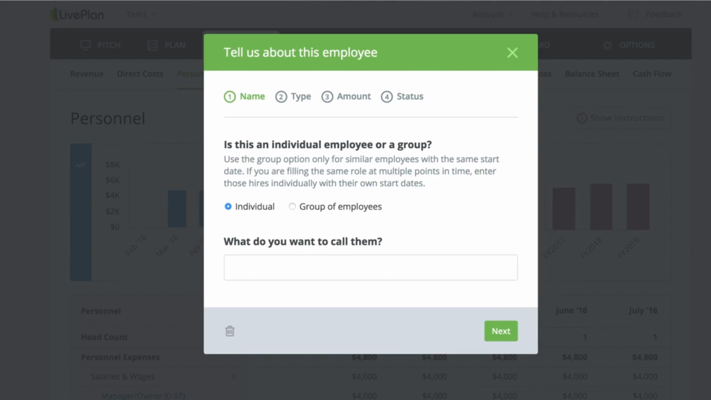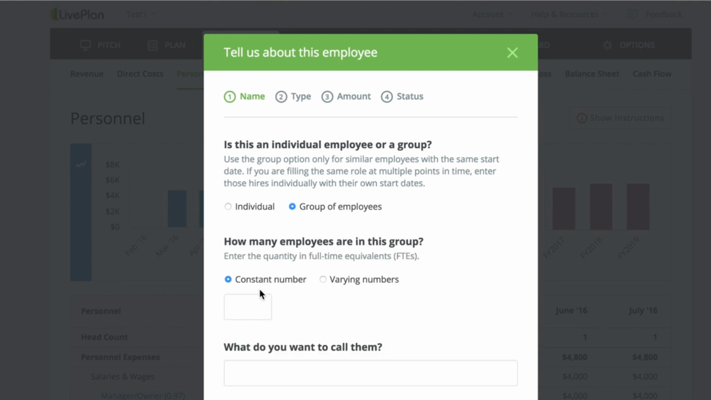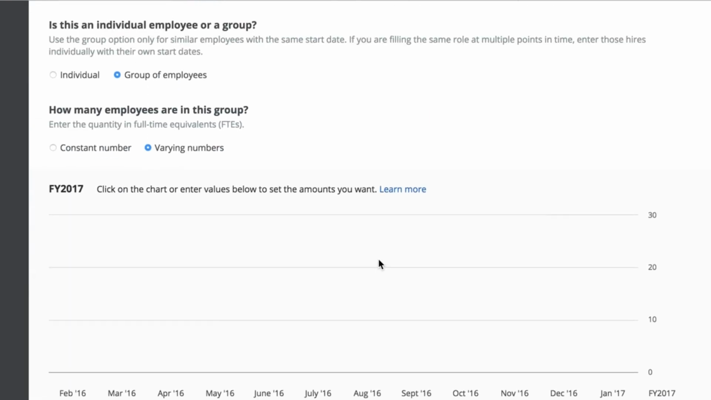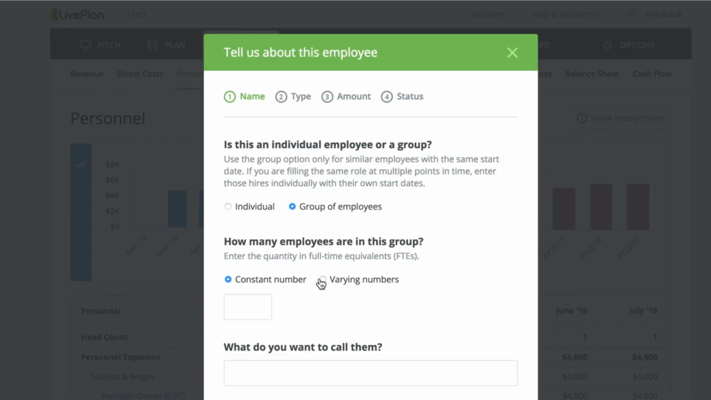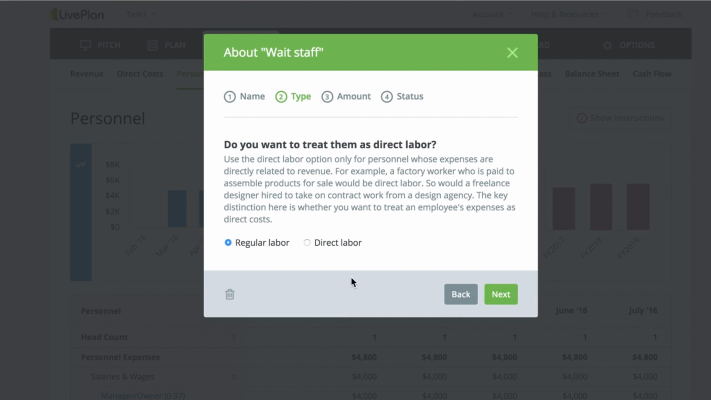So I'm going to add another set of employees. This is a group of employees, and again, I can go with varying numbers if I want to get into really fine detail, or I can just do constant numbers. So I'm going to hire 4 wait staff. We're going to make this a direct labor amount. And this is whether you want to handle them as an employee expense or as a direct cost, kind of above the line.